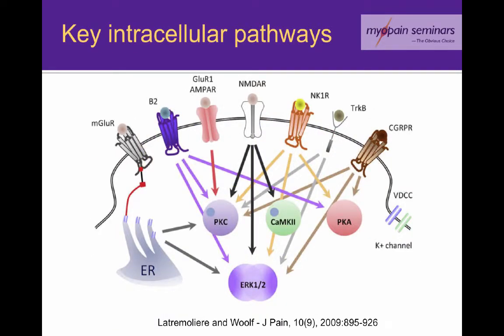Get ready for the explanation of this slide, because it gets very interesting and complicated. Key intracellular pathways contributing to the generation of central sensitization are depicted in this slide. NMDA receptor activation causes an activation of the protein kinase PKC and extracellular signal-related kinases ERK, the black arrows.